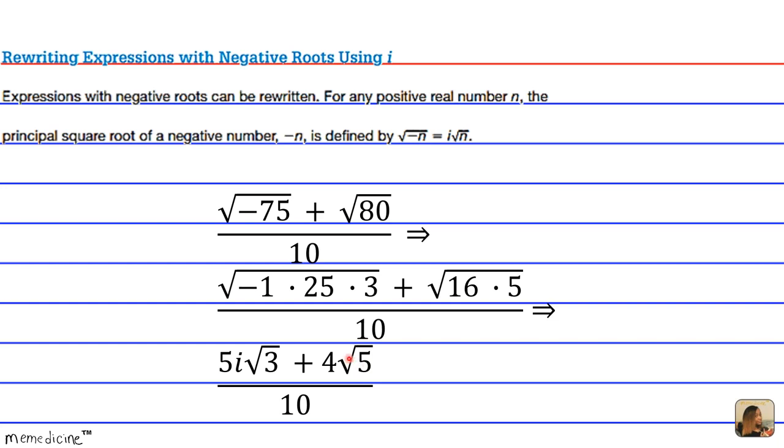So we don't really need to do anything else, and this expression is rewritten in terms of i. So this is our final answer. All right.